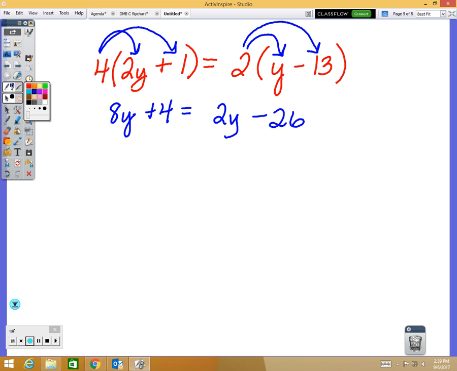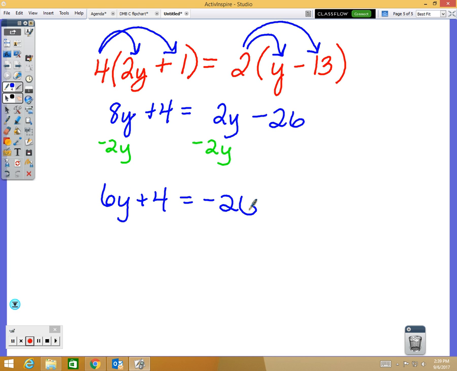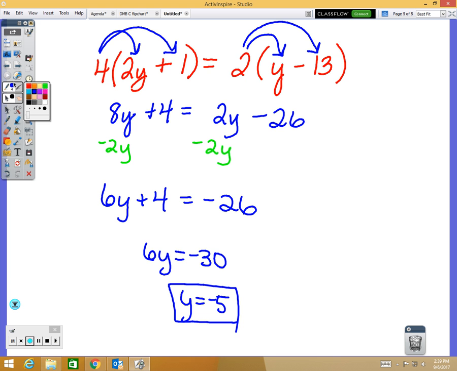Next step, get rid of that 2y. That's on the right, so I'm going to subtract 2y. That's going to leave me with 6y plus 4 equals -26. And again, at this point, if you want to start doing it in your head and just show me 6y equals -30, so y equals -5, that is fine. You don't have to show me the other steps.